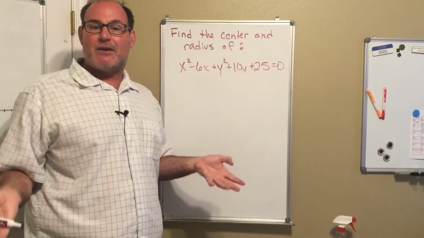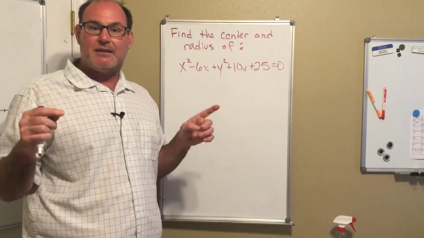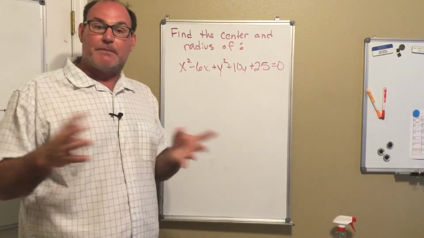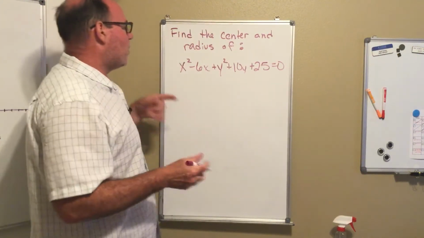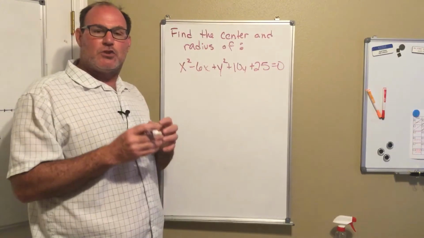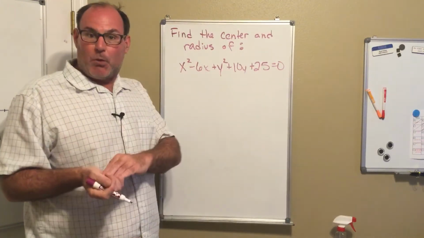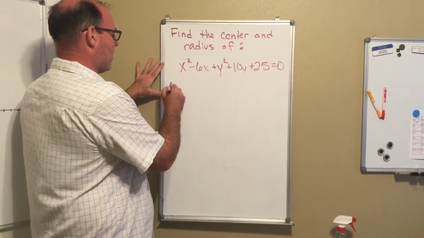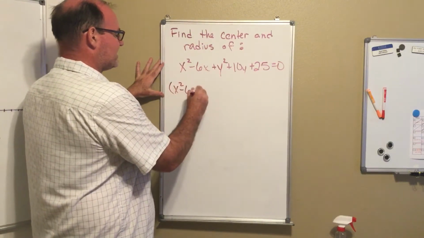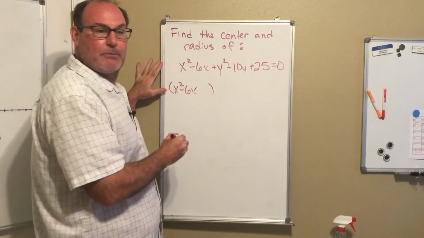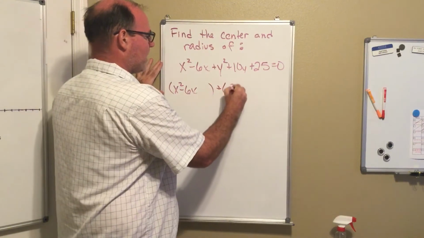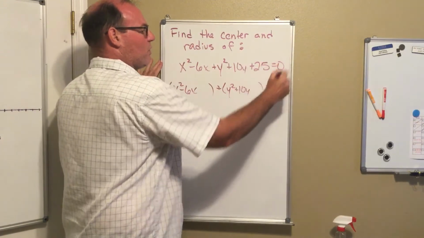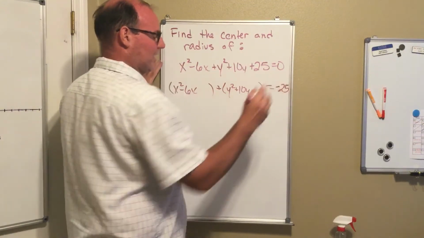This is going to look very similar to what we did to find the vertex form of a parabola. We're going to have to do something called completing the square. So what I'm going to do is group the x's, group the y's, and throw the number on the other side. So here we go. I've got x squared minus 6x. I'm going to leave myself a little gap right there. Then I've got y squared plus 10y. I'm going to leave myself a little gap. And then I'm going to bring this 25 over, and I have negative 25.